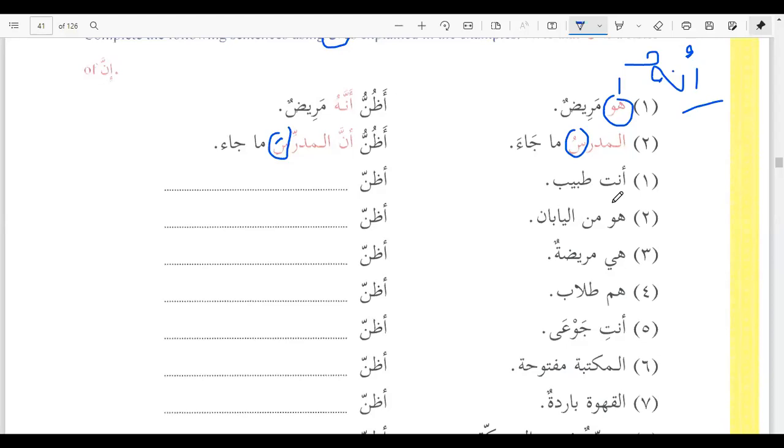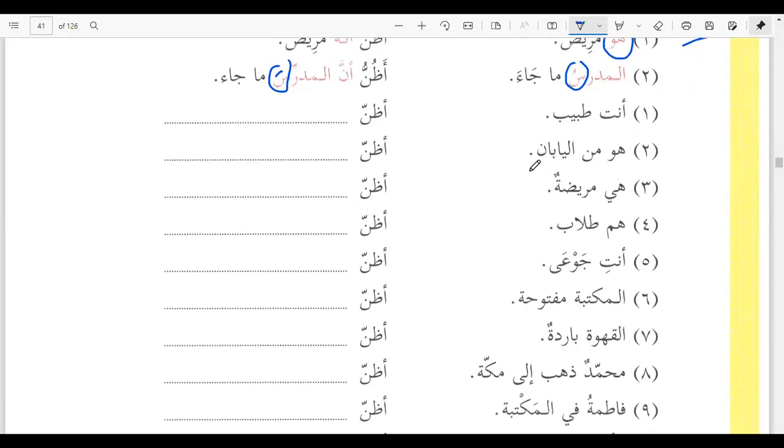Sir, number one, Anta tabibun, you are a doctor. Adhunnu annaka tabibun, I think you are a doctor. Huwa minal yabani, he is from Japan. Adhunnu annahu minal yabani, I think he is from Japan. Number three, hiya marizatun, she is a patient. She is sick. Adhunnu annaha marizatun, I think she is sick.